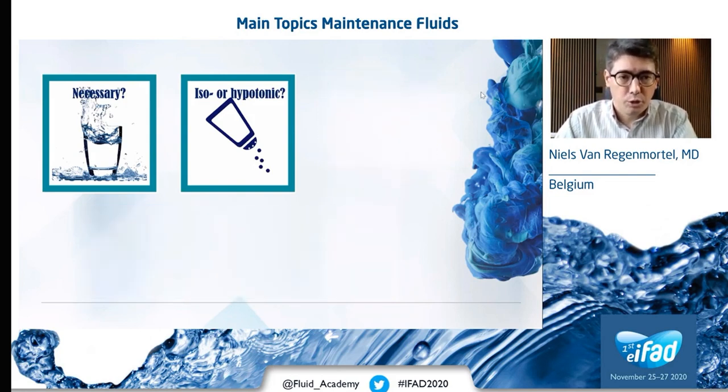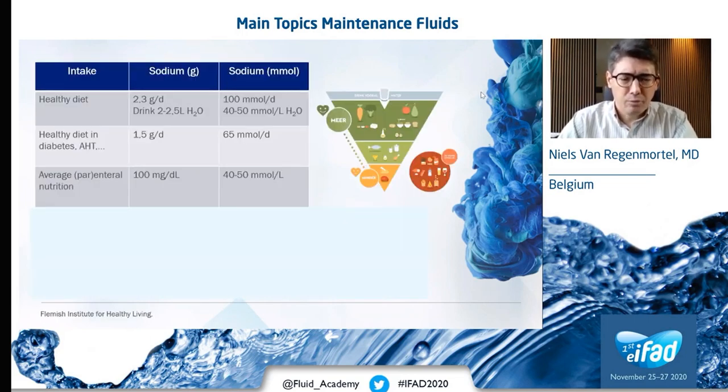But now turn to this most important question in maintenance solutions. Should maintenance solutions be isotonic or hypotonic? And it's best to have a look into what really happens in health, not in patients, but in just human beings. And we all know these food triangles, in Flanders we put them upside down. But the main thing is that we are advised to drink mainly water, 2 to 2.5 liters a day, and to cut down a little bit on sodium.